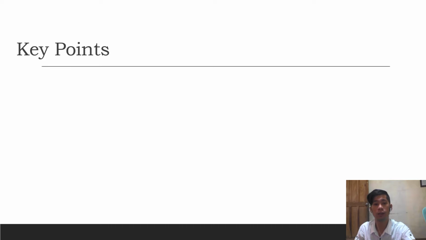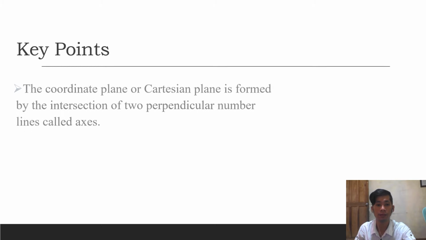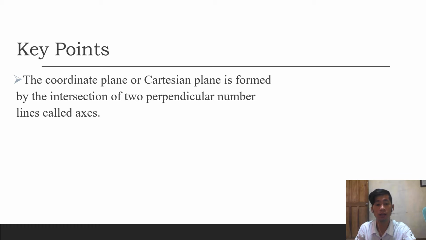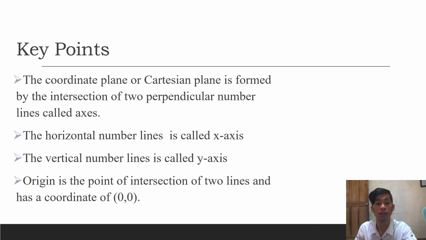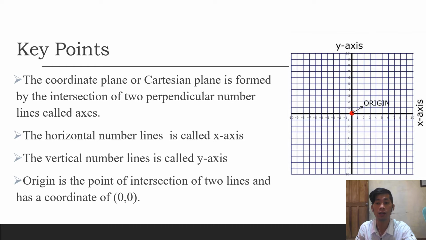These are the key points about the Cartesian coordinate system. First, the Cartesian coordinate system, or the coordinate plane, or the Cartesian plane, is formed by the intersection of two perpendicular number lines called axes. The horizontal number line is called x-axis. The vertical number line is called y-axis. Of course, the origin is the point of intersection of two lines and has a coordinate of (0, 0).